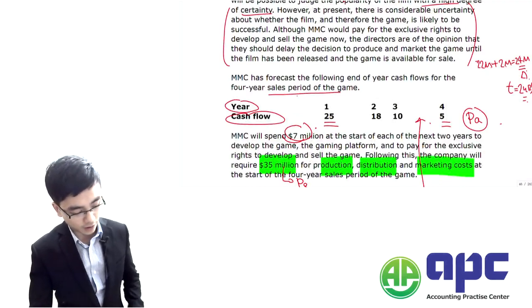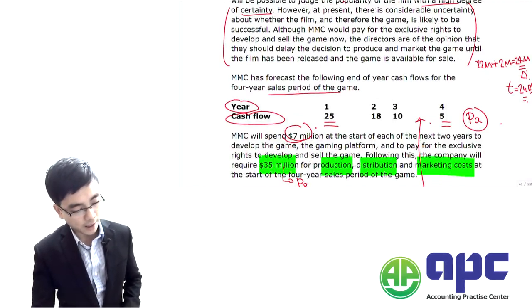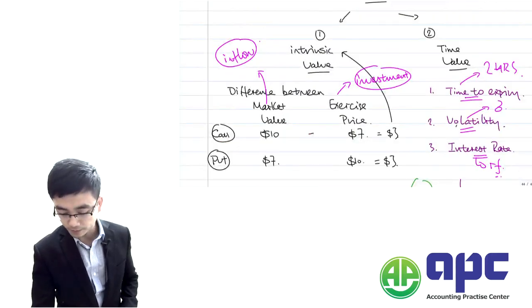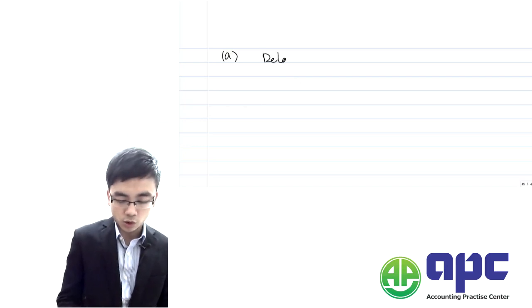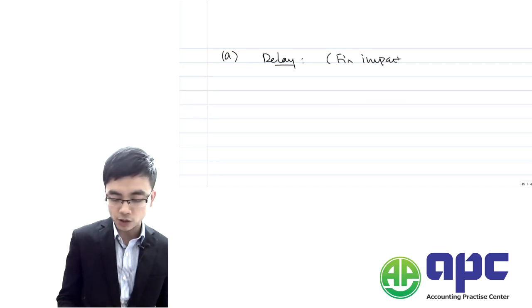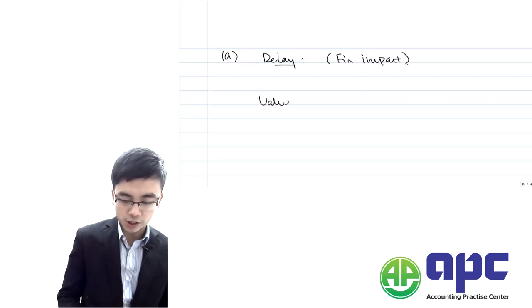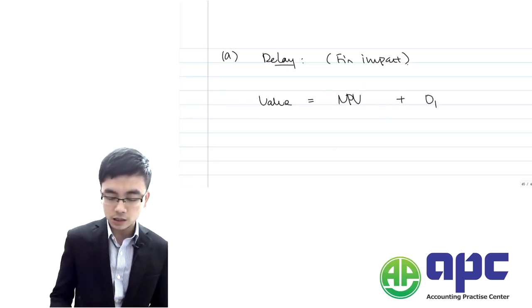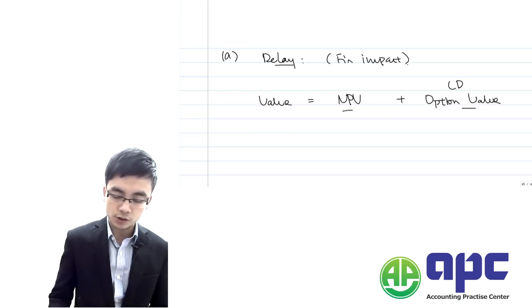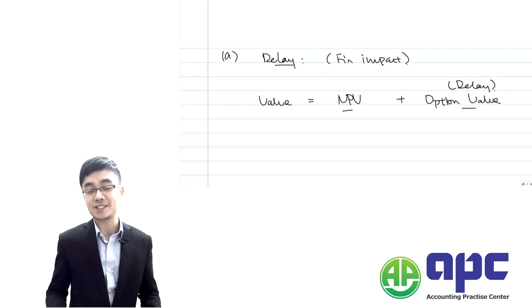So the first thing that we're going to do is, according to your question, part A, we're going to look at, if we were to delay the project, what is the overall financial impact? So the overall financial impact, or the value of the total project, will be equal to normal NPV analysis plus the option value. And in this case, the option value will be the option to delay that project in 2 years' time.